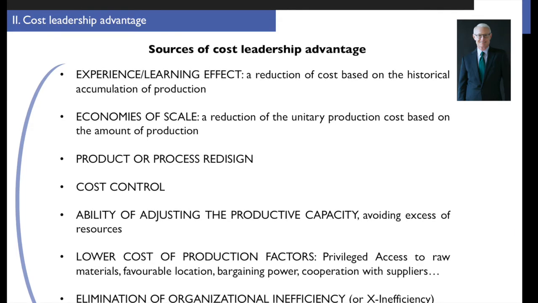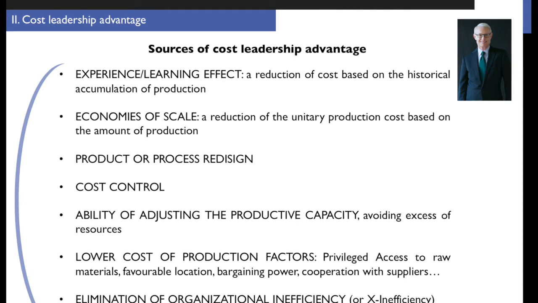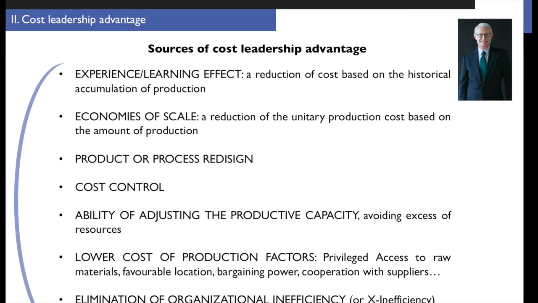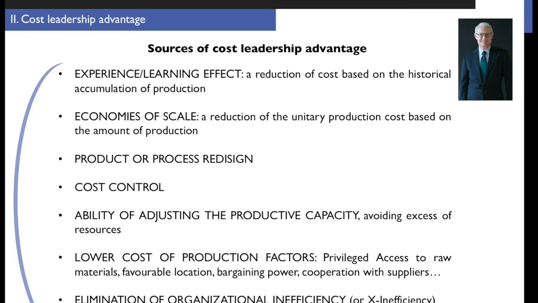You can get bargaining power compared with your suppliers, so you can bargain and you can get your raw materials at a lower cost, or you can cooperate with suppliers. This is what Mercadona does. They have got long-range contracts so that they get the supplies at a lower price. Okay, and finally, you can try to eliminate the organizational inefficiency, which has been also called X-inefficiency. So you organize the company in an efficient way, reducing the costs.